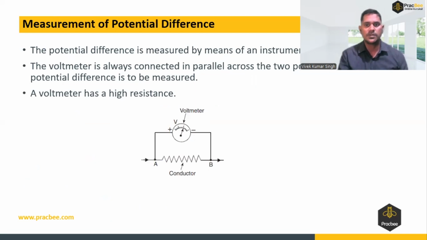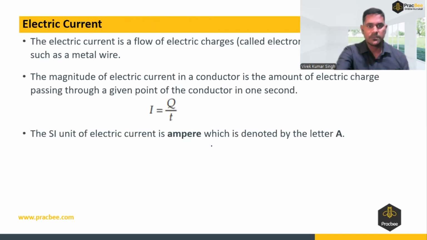To measure the potential difference, the device which is used is called a voltmeter, and the voltmeter has very high resistance and should always be kept in parallel with the resistance. So if this is the resistance we have, the voltmeter should be kept parallel with the resistance.